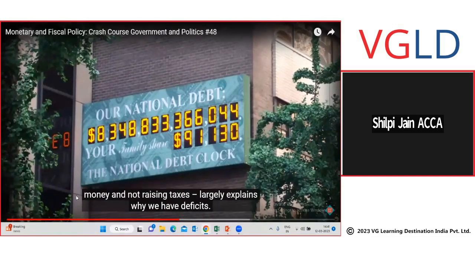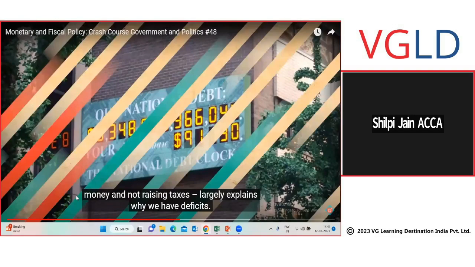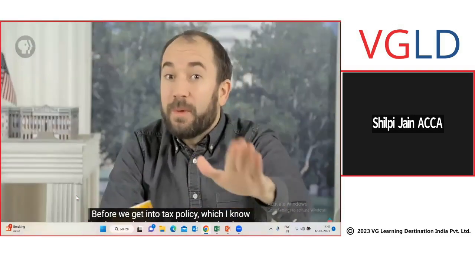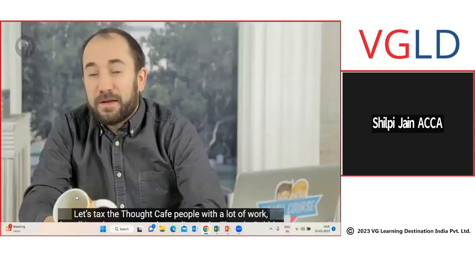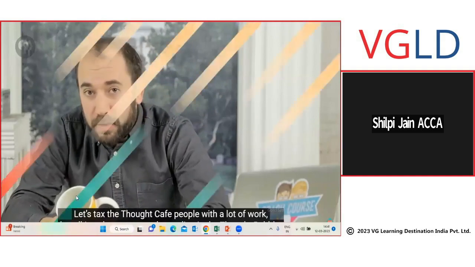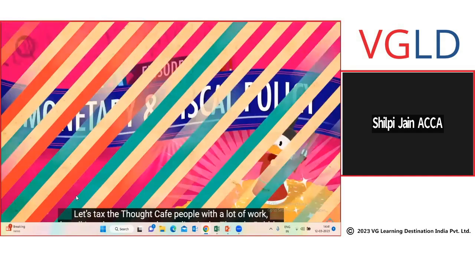Before we get into tax policy, which I know is what you've been waiting for, calm down, I need to point out that the way the government can spend more money on programs than it takes in taxes is by borrowing it, which the government does by, you guessed it, selling bonds. Good thing we talked about open market operations. Let's tax the thought cafe people with a lot of work by talking about taxes and spending in the thought bubble.